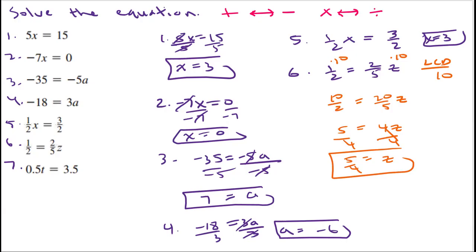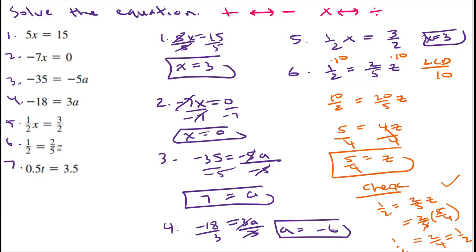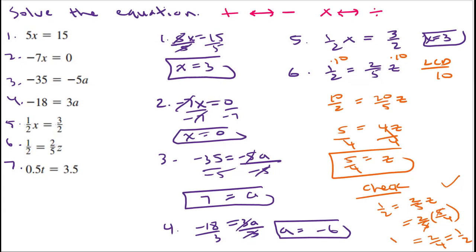Okay. Now I can check my answer here. So if I were to check my answer, we had 1/2 is equal to 2/5 z. Z is 5/4. So the fives cancel, giving me 2 over 4, which reduces to 1/2. So again, I can check my answer and see that these are the same.